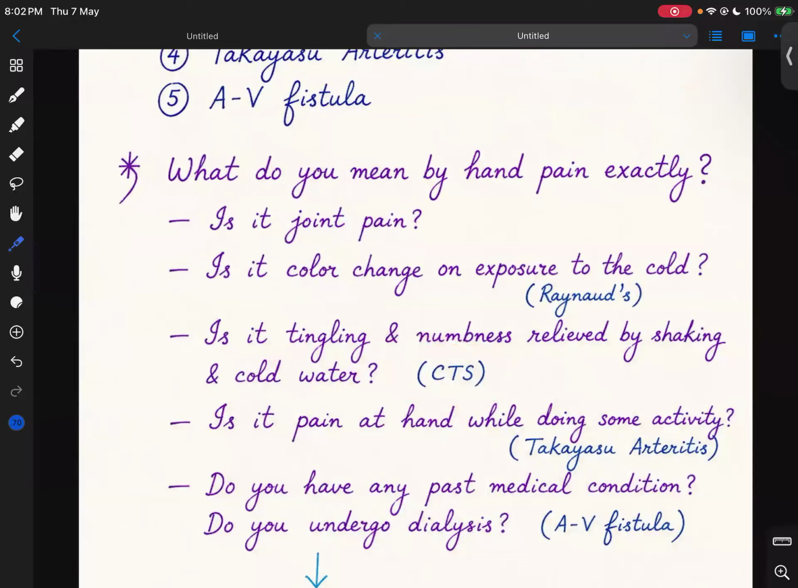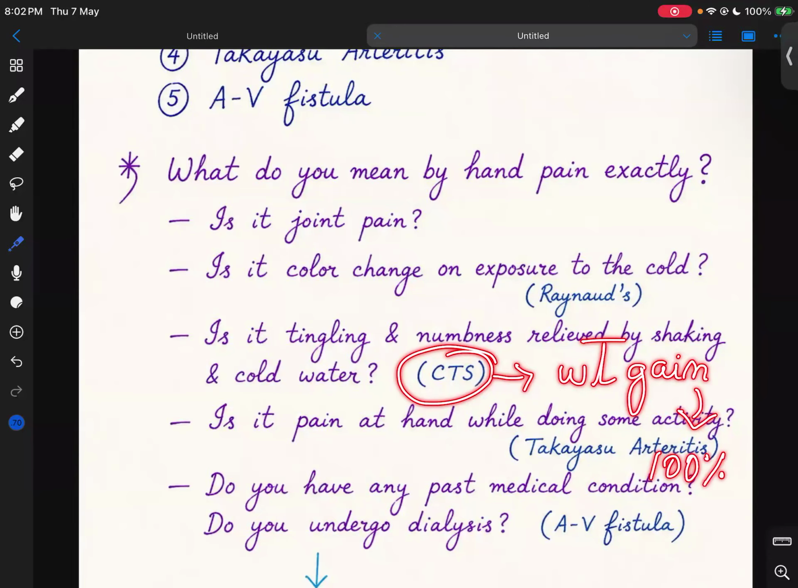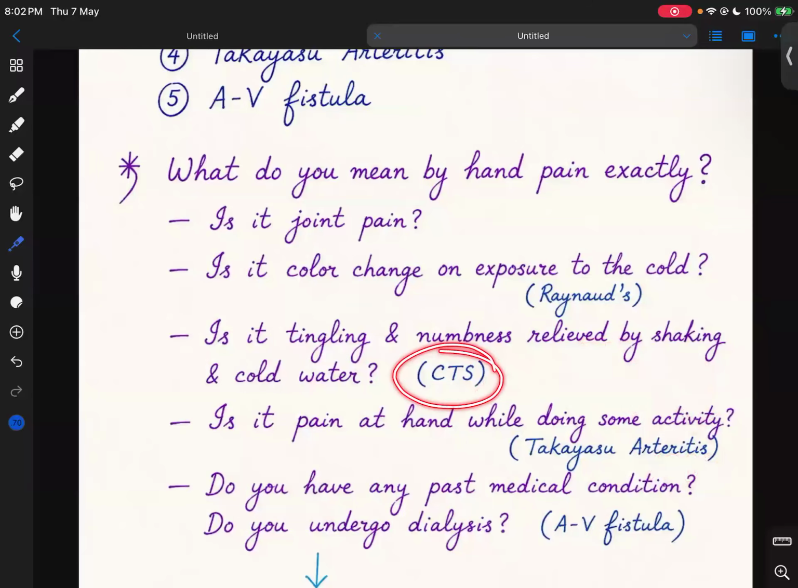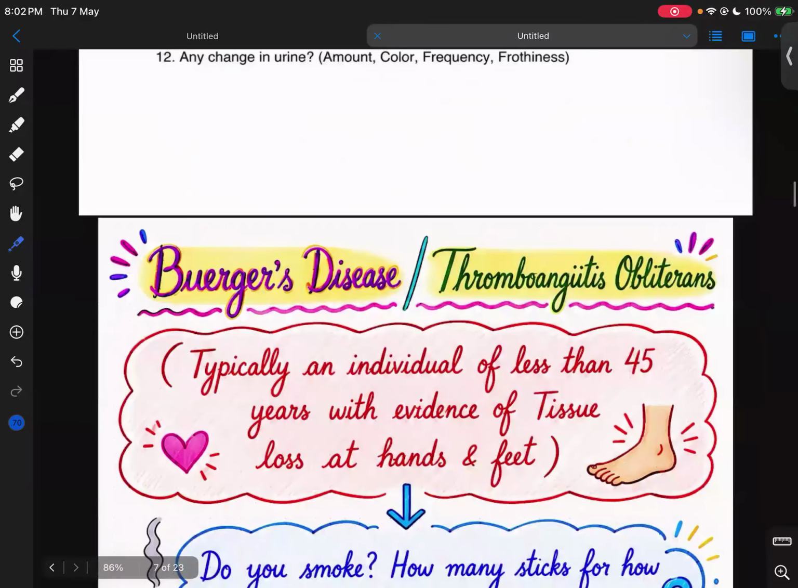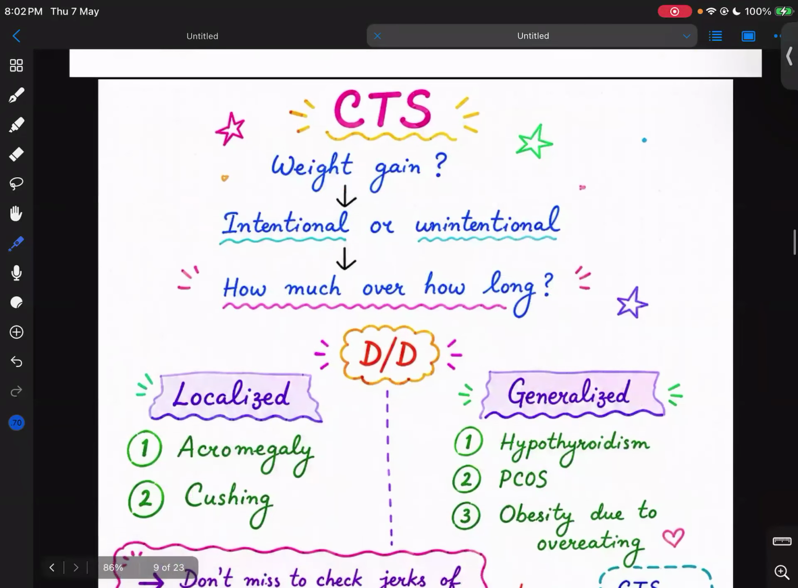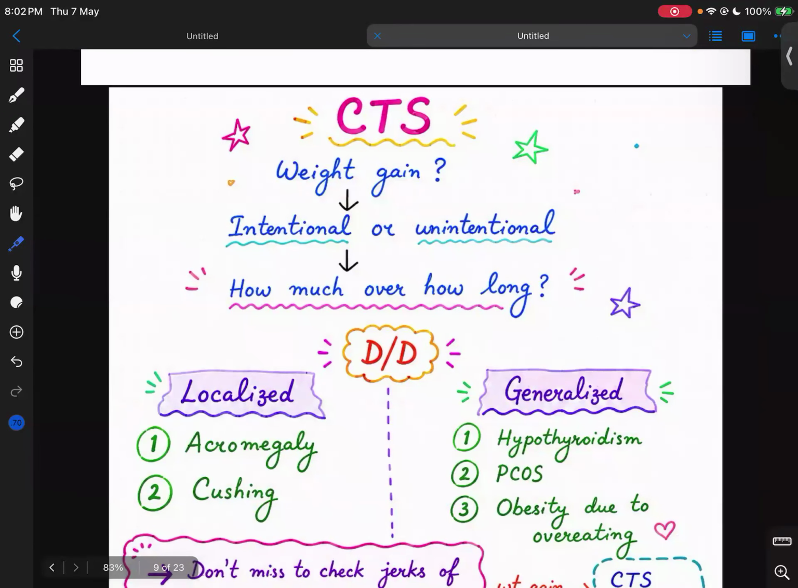In the PACES exam, if anytime any carpal tunnel syndrome is given, it will be due to any cause of weight gain. Up to now, in 100% of the cases, there is background history of weight gain. So basically, we have to approach for weight gain. So how to approach for weight gain? The approach for weight gain will also be discussed separately in our endocrinology presentation.